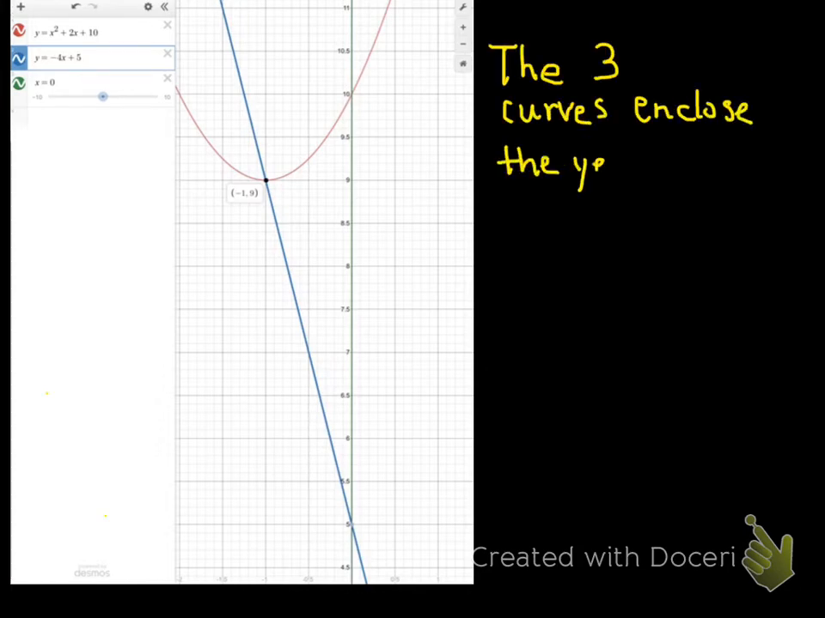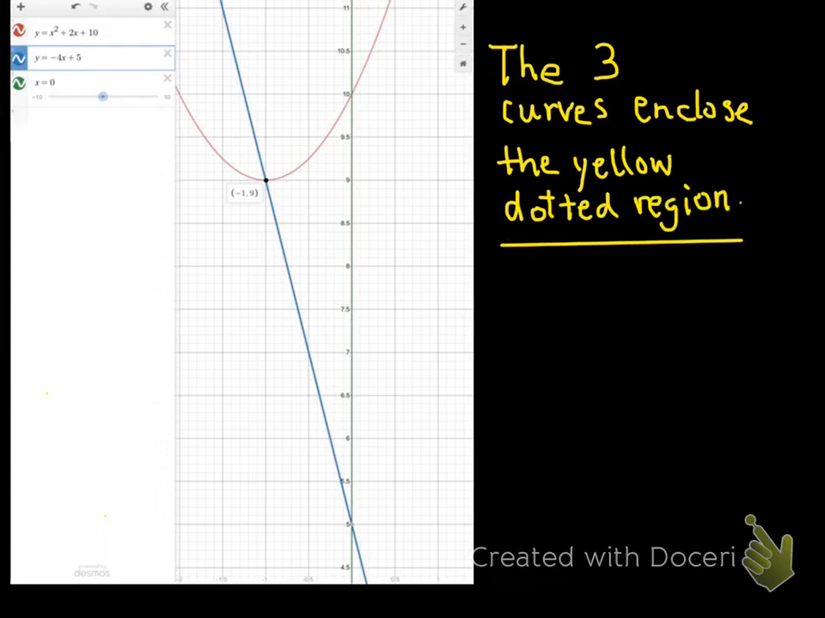gives us the three curves, and you can see that the three curves enclose a region here. Below the red curve, to the right of the blue curve, and to the left of the vertical line is an enclosed region, dotted with yellow here. This is the region we're going to find the area of, and to do so we're going to integrate.